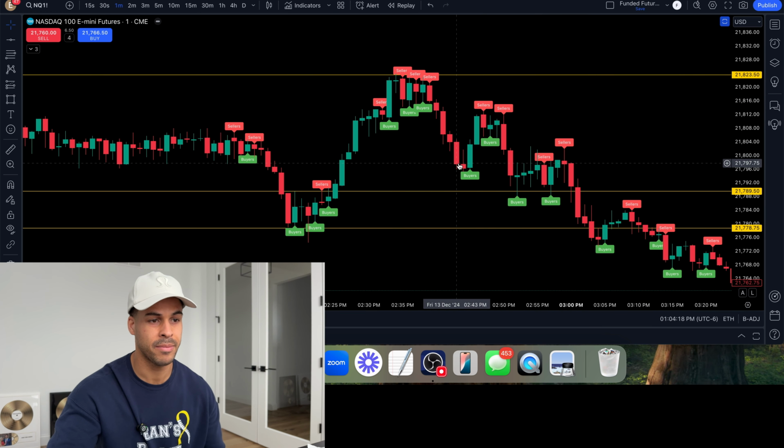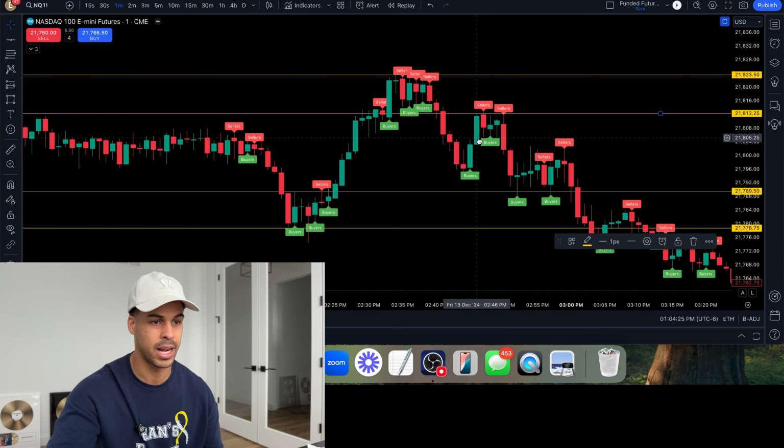Here was price moving. And then we get buyers to step in right here, pushes up. Then we get sellers to basically push price right back down. Buyers step in a little bit right here. And then price pushes up. Sellers step in again right here.